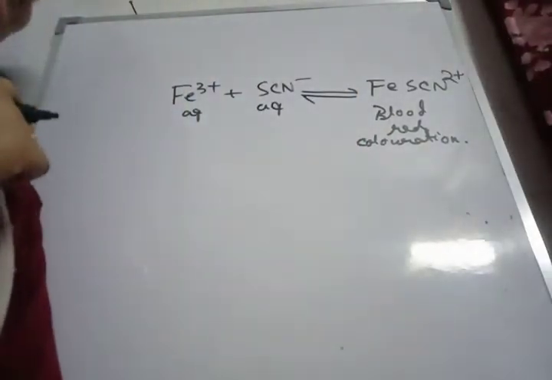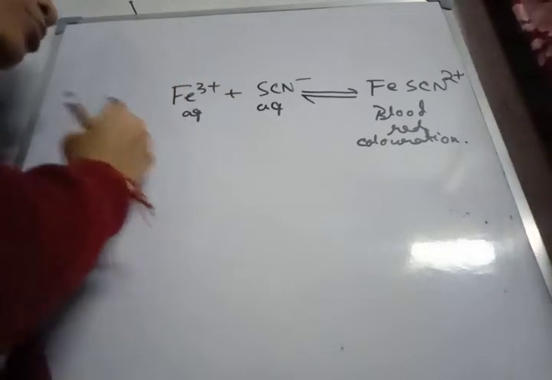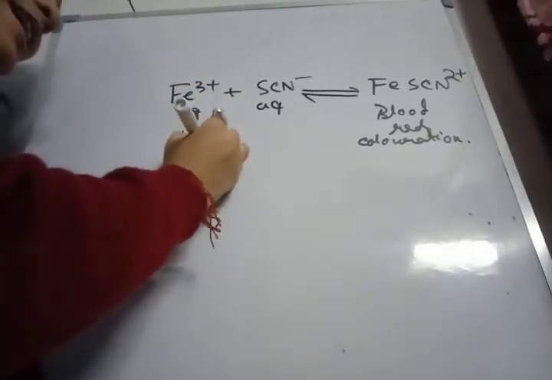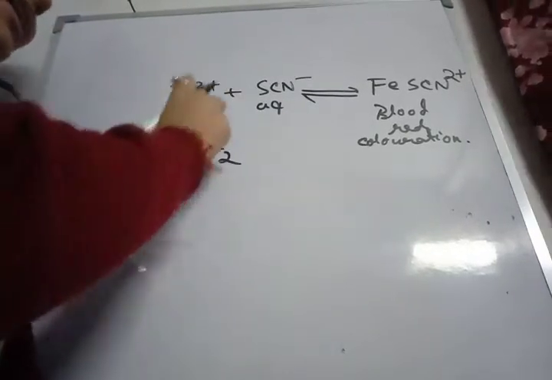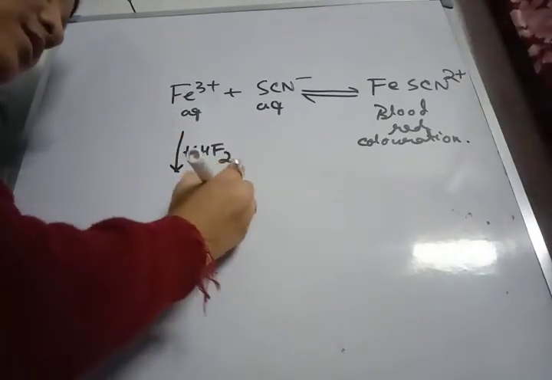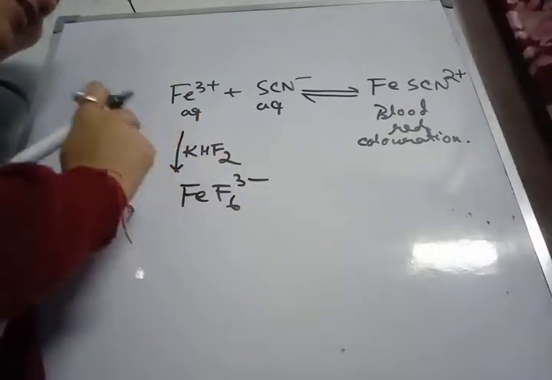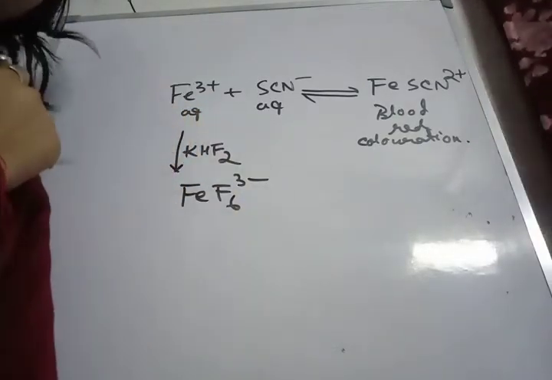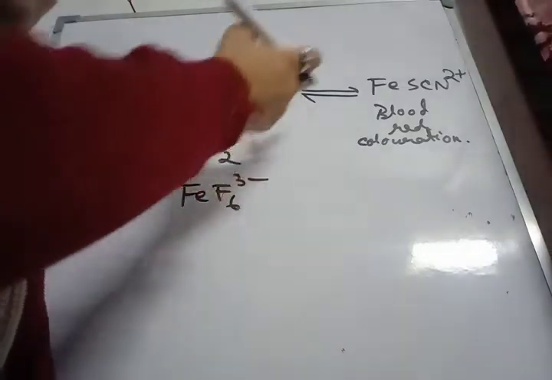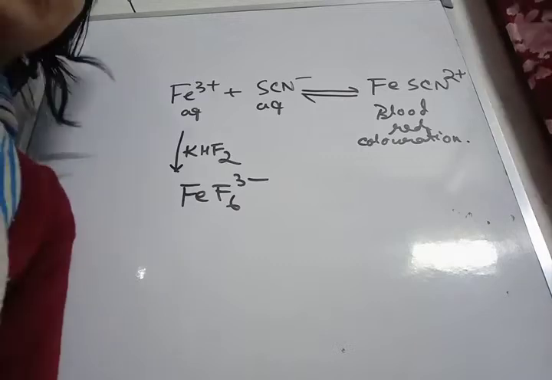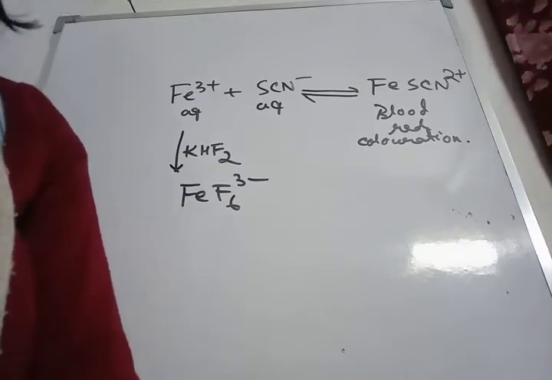Next, if potassium bifluoride is added to this solution, if I am adding KHF2, then what will happen? These ferric ions will be forming a complex, FeF6 3-. On adding potassium bifluoride, the concentration of Fe3+ decreases. So what will be happening? The reaction will be moving towards the left hand side, that is towards the backward direction. Okay, this is about concentration.